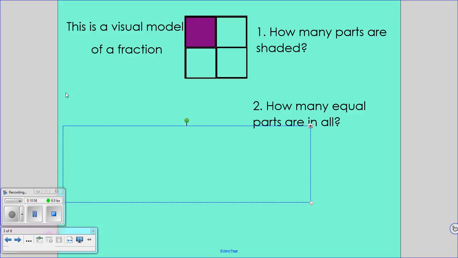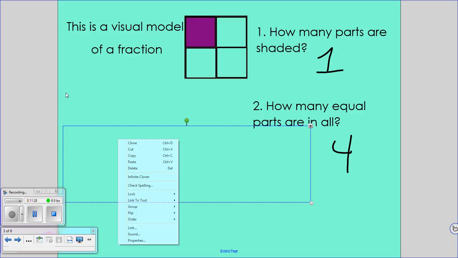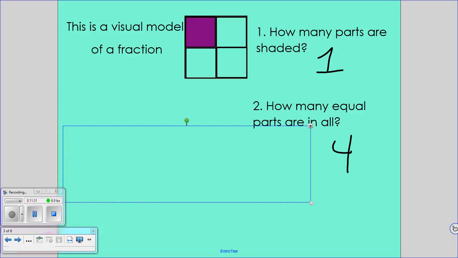How many parts are shaded? Not a trick question. Peter, how many of these parts are shaded? One. One part is shaded. How many equal parts do I have in my whole? Alyssa? Four.